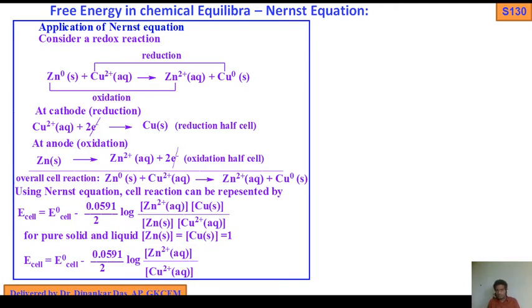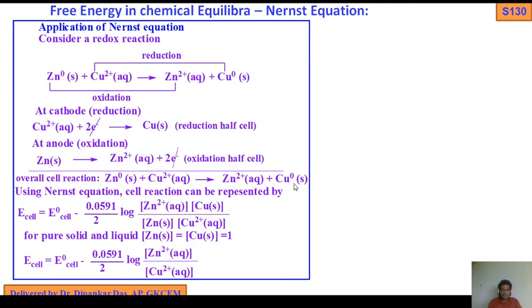So at the cathode we should write the reduction half cell reaction, copper 2 plus, and at the anode we should write the oxidation half cell reaction. At the cathode, the reduction half cell, copper 2 plus to copper solid, goes from plus 2 to 0. So here 2 charge, that's why we put 2 electrons, so the charge is balanced. At the anode, zinc solid to zinc 2 plus, we put 2 electrons, charge balanced. So oxidation half cell, reduction half cell. If we write down the overall cell reaction, the electrons cancel out: copper 2 plus aqueous plus zinc solid gives zinc 2 plus aqueous plus copper solid.